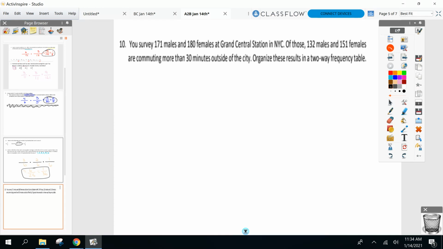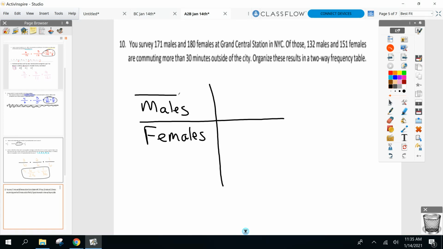Okay, remember our table's got to have 2 categories. It looks like one category is going to be gender, right? So males. And again, you can put this on the side. You can put it on top. Females. Let's see, what's the other category going to be? I got males and females are commuting more than 30 minutes outside the city. All right, so that looks like my other category is let's see, more than 30 minutes.